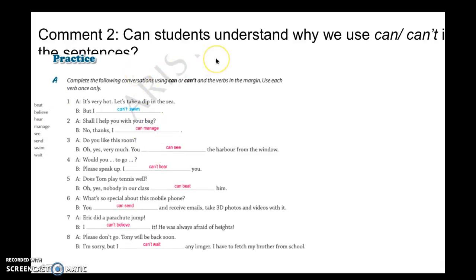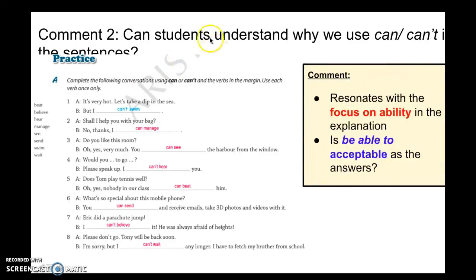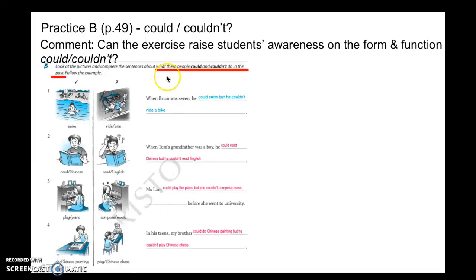Another comment is, can students actually understand how can or can't can be used in different sentences? In another way, because not only can or could are mentioned in this unit, we also wonder whether students understand that in some cases, be able to may also be applicable to some of the answers. The other exercise, practice B, is on could or couldn't.